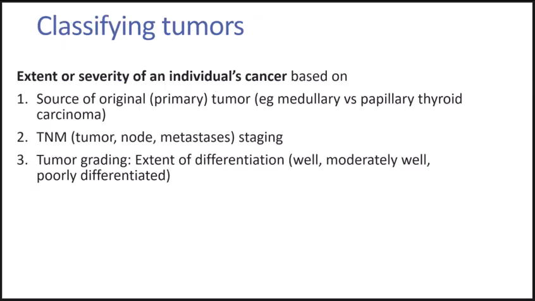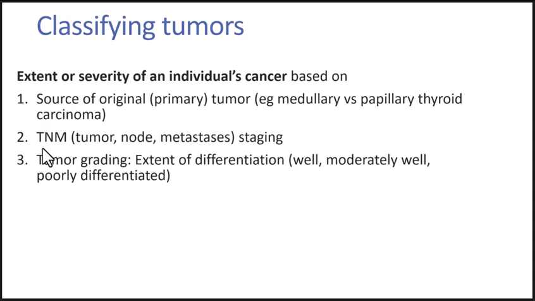When health professionals look at tumors, there are different ways you can classify a tumor, and the three most common ways are listed on this slide. First is the source of the original or primary tumor. This is important when looking at tumors that have spread to other organs. You need to have an understanding, where did it originate? We can classify through the TNM staging. So this is tumor node metastasis, and we'll get into that more soon, as well as tumor grading.